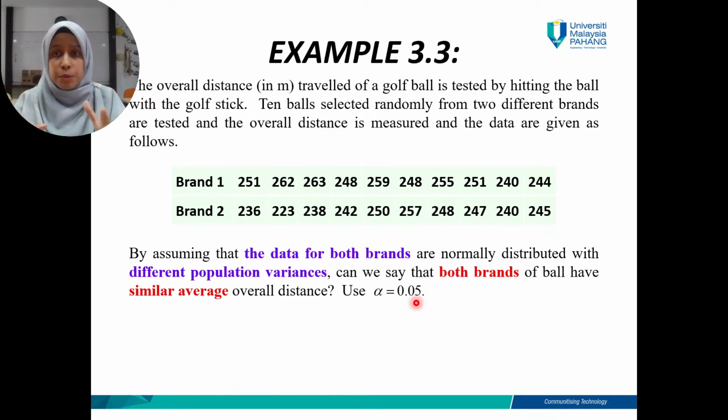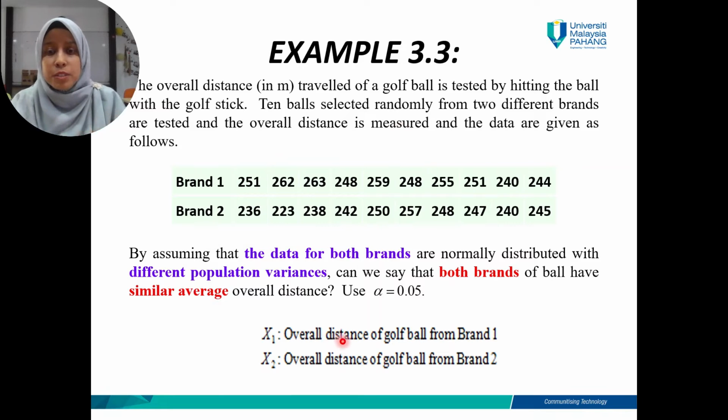So what is the variable in this question, class? Please look at the question. What is the data being collected? What is the data being recorded? What is the data being measured? Can you see it? Overall distance is measured. So the variable here is overall distance of golf ball from brand 1 and also brand 2. So these two variables were collected from both samples. And then you have 10 samples from brand 1, 10 samples from brand 2. So the population should be all golf balls from brand 1 and all golf balls from brand 2. All right, so that's it.